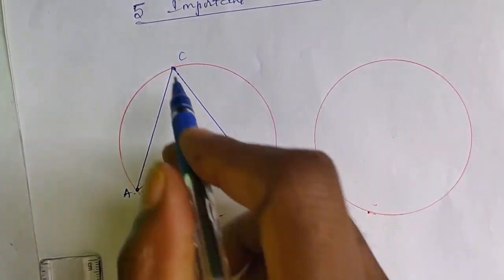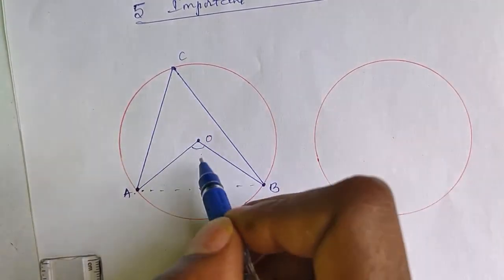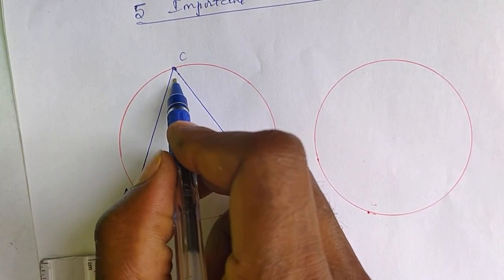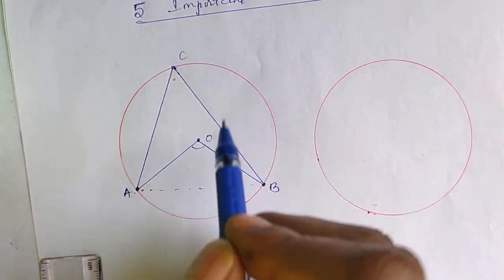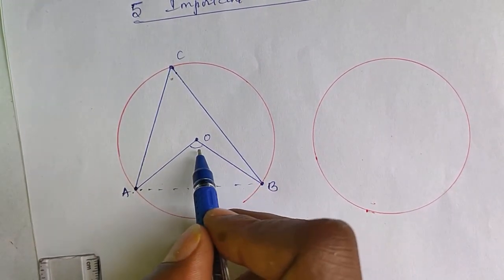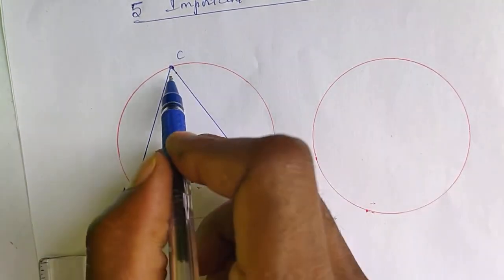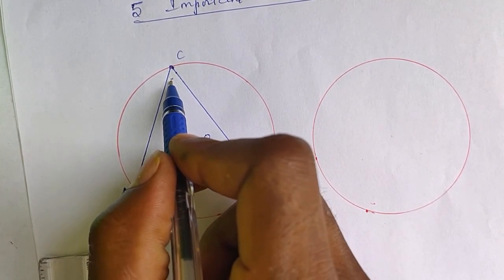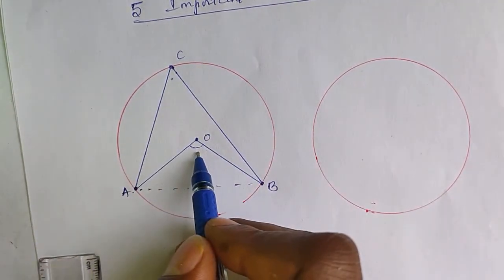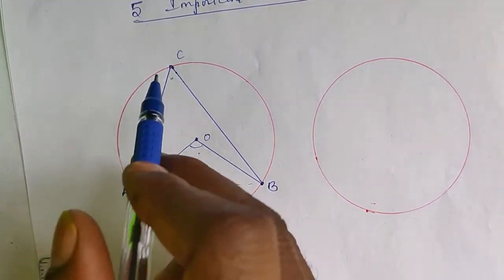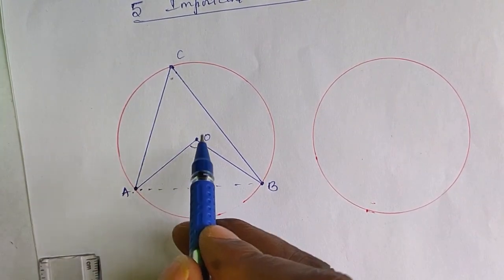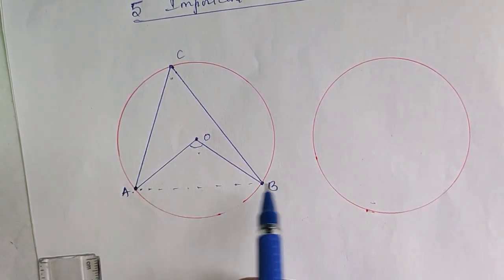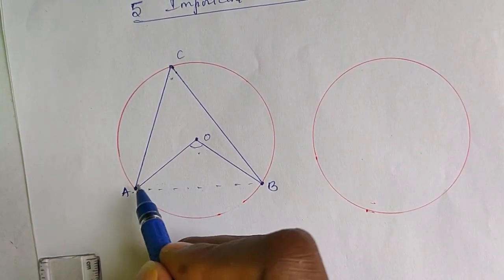Then these two angles will have the relation of double and half. Angle at the center will be double of angle at the circumference. Angle at the circumference will be half of angle at the center. If angle at the center is given, you write angle at the circumference. If angle at the circumference is given, make it double at the center. Make sure that the angle at the center and the angle at the circumference are formed from the same ends of the chord.